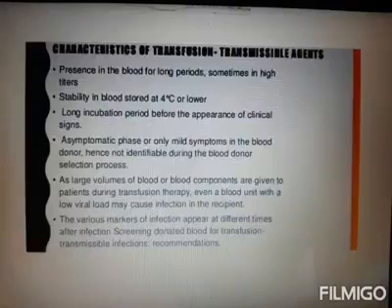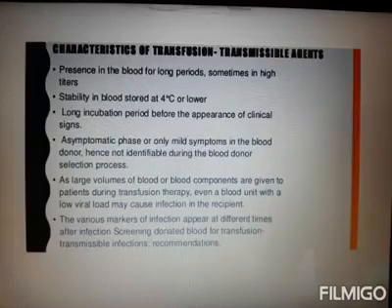The characteristics of transfusion transmissible agents include: number one, presence in blood for long periods of time, or sometimes in higher titers. Number two, stability in blood stored at 4 degrees Celsius or lower. Number three, long incubation period before the appearance of clinical signs. Also, we can experience mixed symptoms in the blood donor, hence not identifiable during the blood donor selection process.